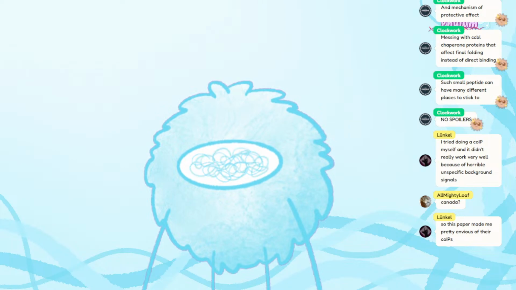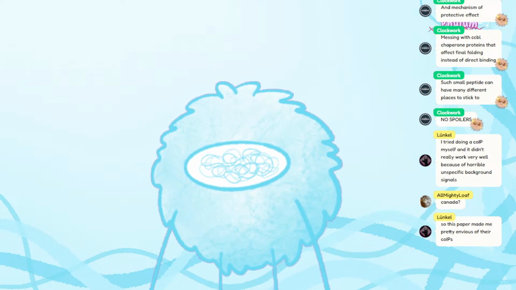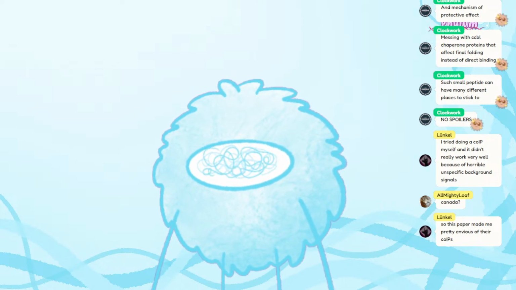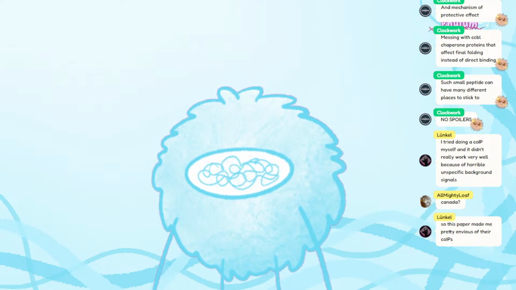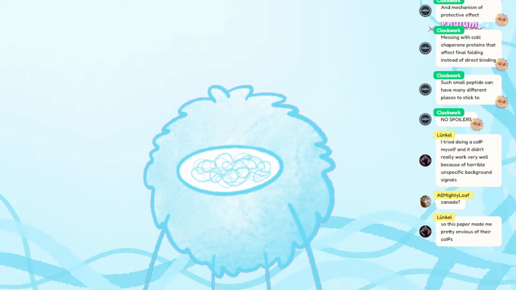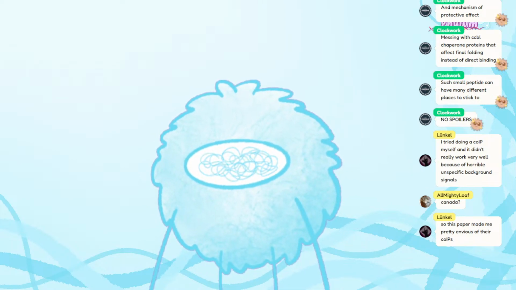I tried doing a co-IP myself and it didn't really work well because of horrible unspecific background signals. Yeah, that's why the number of co-IPs they did is very impressive. I also did co-IPs when I was in graduate school and they were hard and bad, and I had a low abundance protein and it sucked. So this paper made me pretty envious of their co-IPs. Me too, me too.